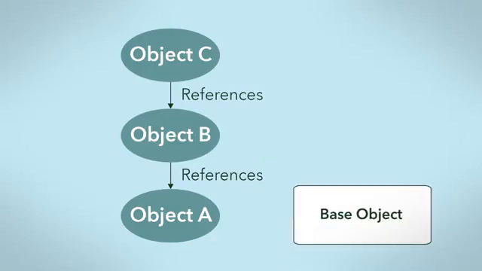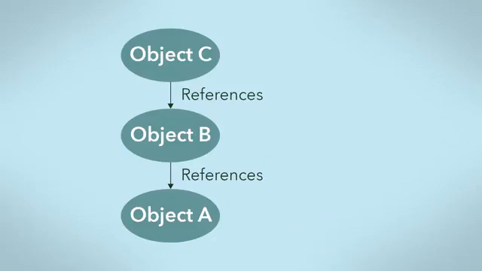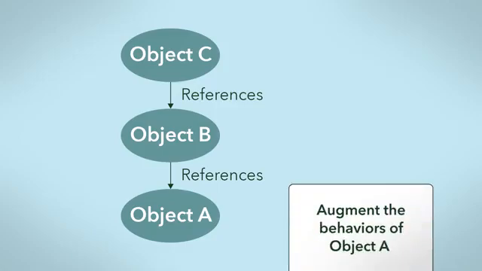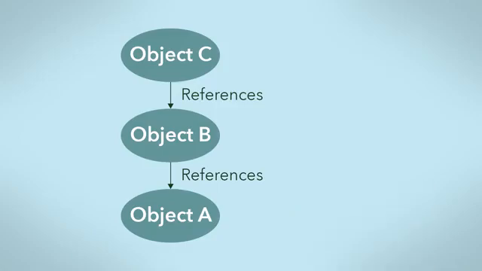Object A is a base object because it doesn't contain another object. It will have its own set of behaviors. Object B aggregates Object A, allowing Object B to, in effect, augment the behaviors of Object A. We can continue to add objects to the stack in such a way that Object C aggregates Object B to, in effect, augment the behaviors of Object B. The aggregation relationship is always one-to-one in the decorator design pattern in order to build up the stack so that one object is on top of another.